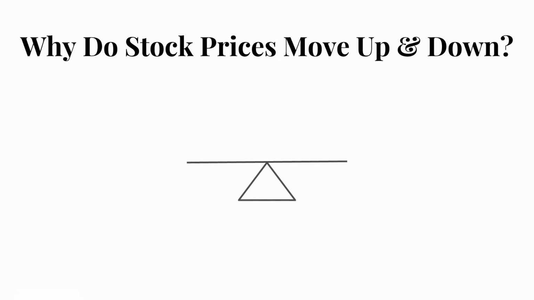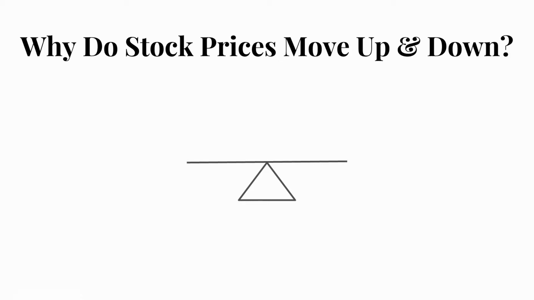And let's take a look at a teeter-totter. This is like a balance beam. And on the one side, you want to think of buying pressure. How many investors are buying the stock? How many shares are investors buying at a time?